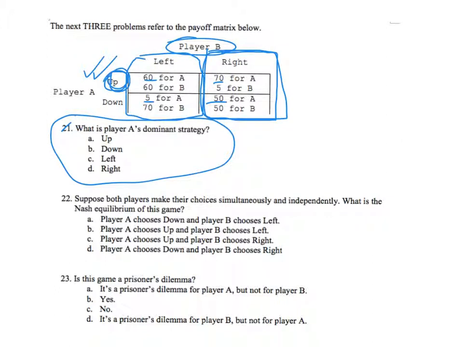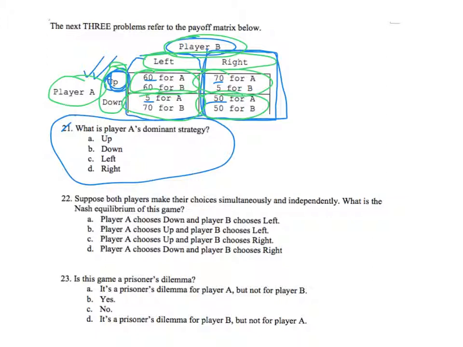Let me change colors. We have players. We have the strategies for player B. The possible strategies are to go left or to go right. Player A, possible strategies up and down. And then we have the payoffs for each combination of outcomes. Those are the 3 elements necessary for a game. All right, onward.